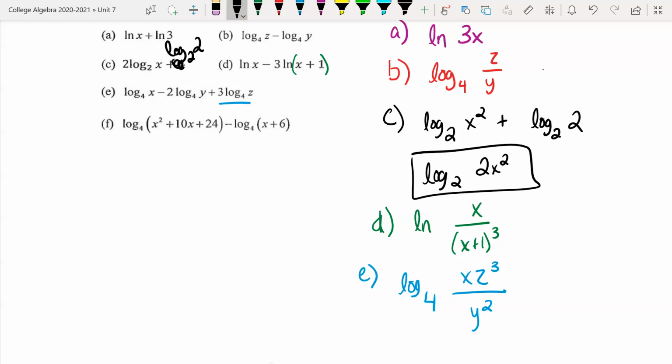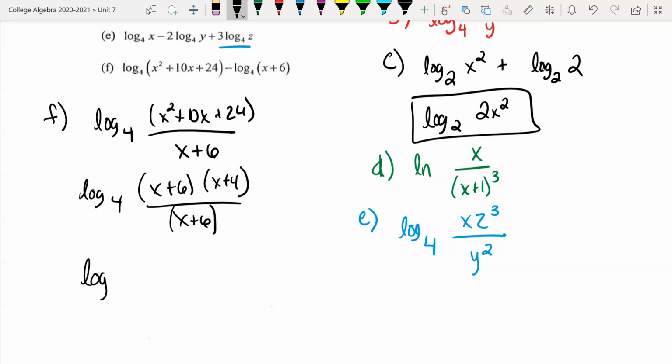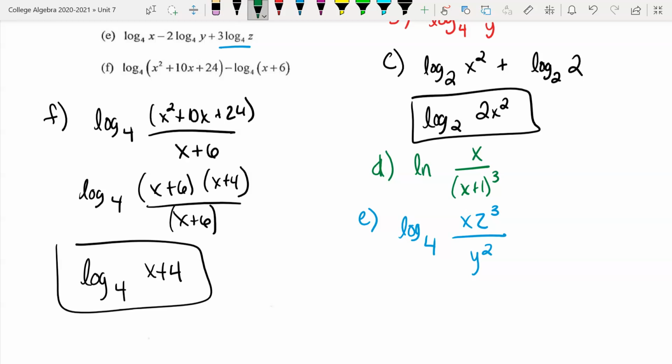And then lastly, F, I have log base 4 of x squared plus 10x plus 24 over x plus 6. We're going to factor the top into x plus 6 times x plus 4 over x plus 6. Notice your x plus 6's are going to cancel, so your final answer is going to be log base 4 of x plus 4. And that is condensing if they gave us something that's already been expanded.